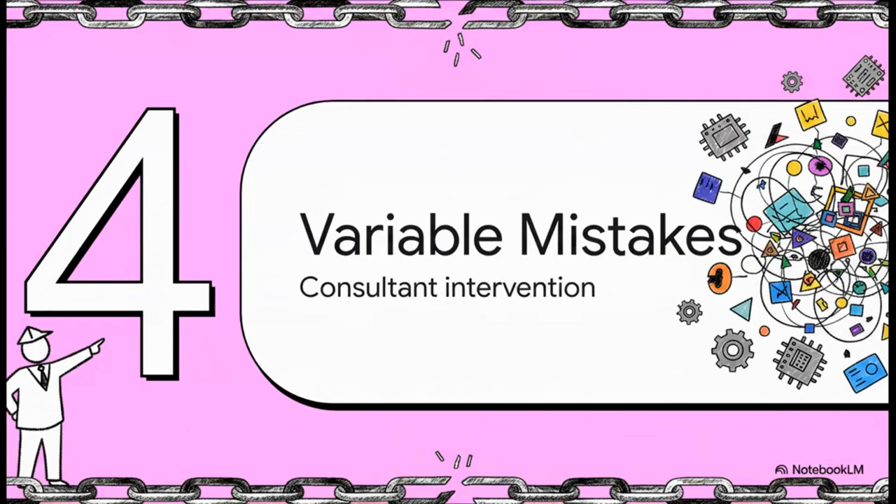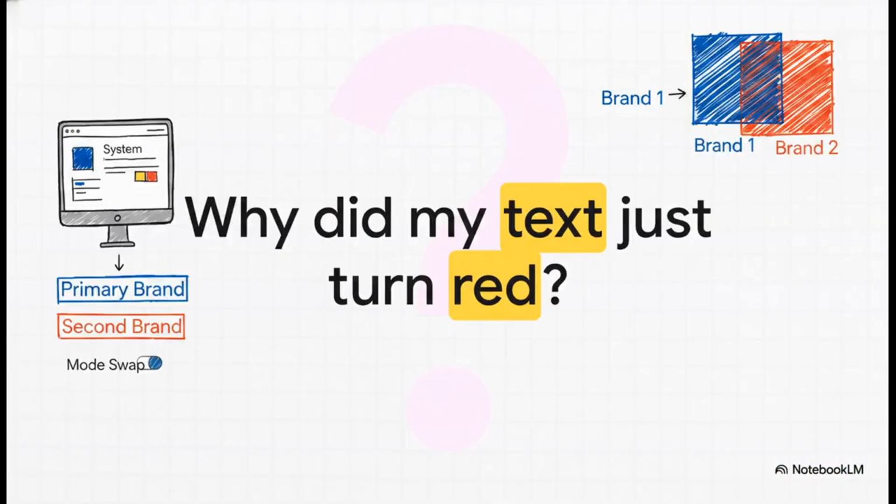All right, Section 4. Avoiding common variable mistakes. The tough love consultant intervention. Okay, I'm putting my tough love consultant hat back on for a minute because I see enterprise teams make the same catastrophic variable hygiene mistakes over and over. Does this sound familiar? Wait, why did my text just turn red?